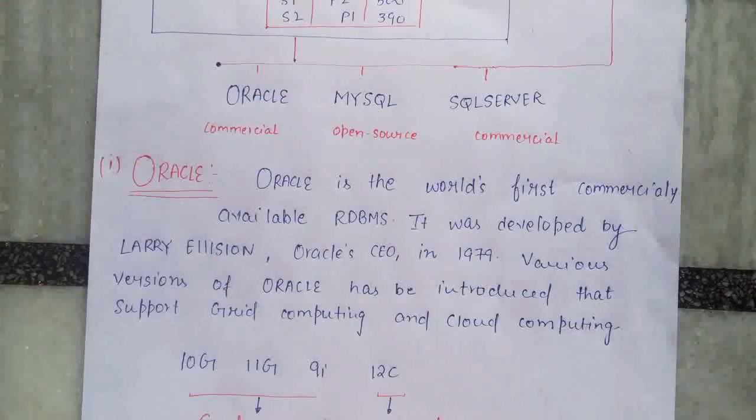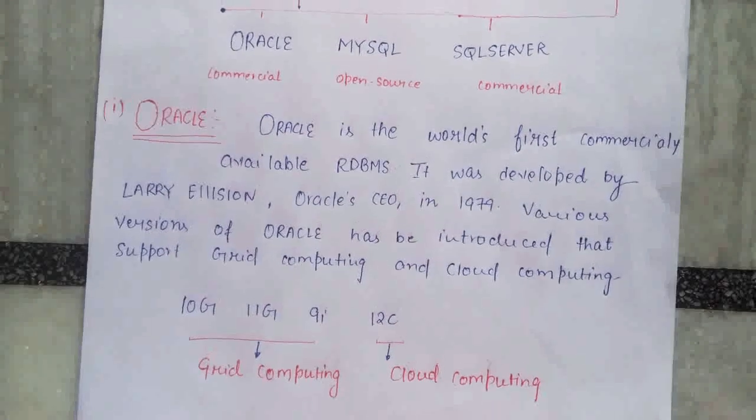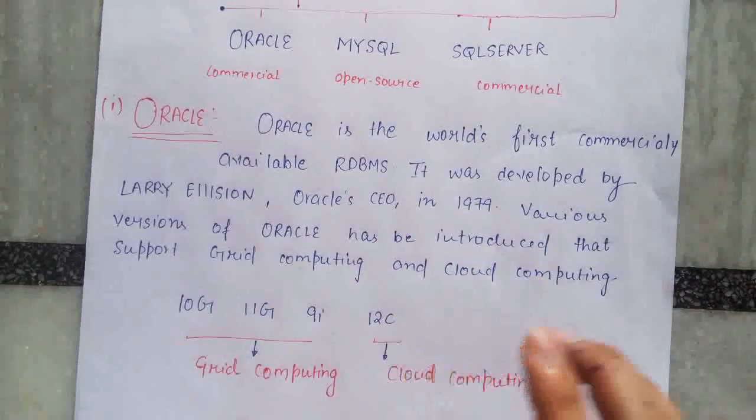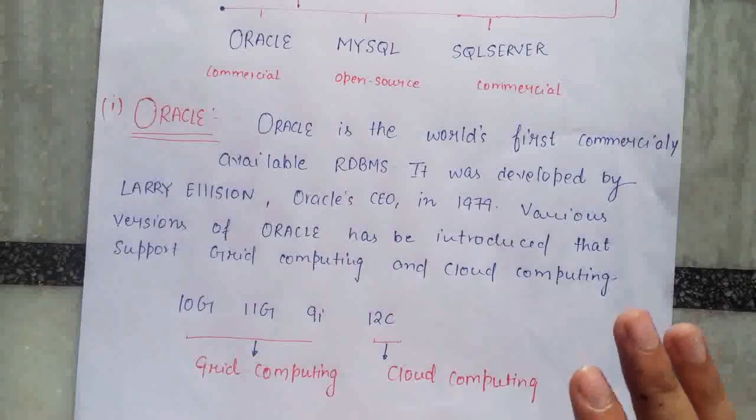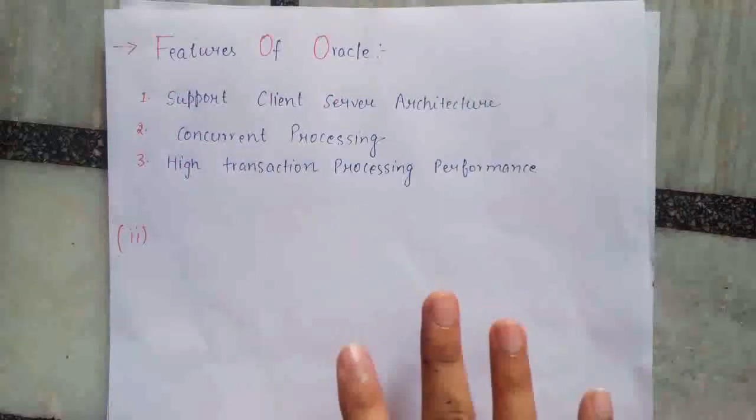Throughout the history of Oracle, various versions have been introduced that support grid computing and cloud computing. Some of the versions are 10g, 11g, where g stands for grid, 9i and 12c. 12c is the latest one, introduced in 2014. The first three versions support grid computing, and the 12c version supports cloud computing. This is the first version of Oracle that supports cloud computing.